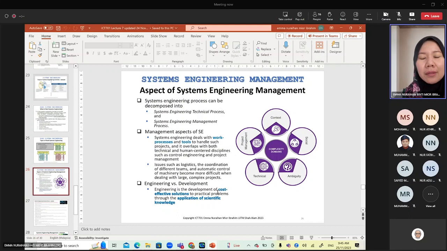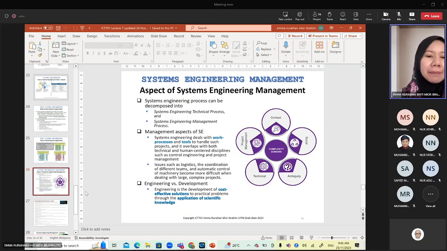So engineering versus development, apa beza dia? Okay, so engineering is the development of cost-effective solutions to practical problems through the application of scientific knowledge. Engineering. Development, you develop the instrument, you develop, macam you develop a system. Tapi kalau engineering is the process. Proses tu melibatkan apa? Konteks, social, project management, technical, risk management dan sebagainya. Itu adalah proses. Remember, engineering tu adalah proses yang panjang. Kalau development tu, okay, you develop ikut you punya spec lah.